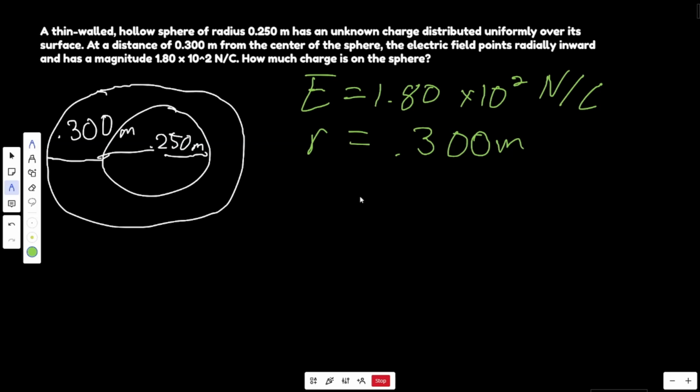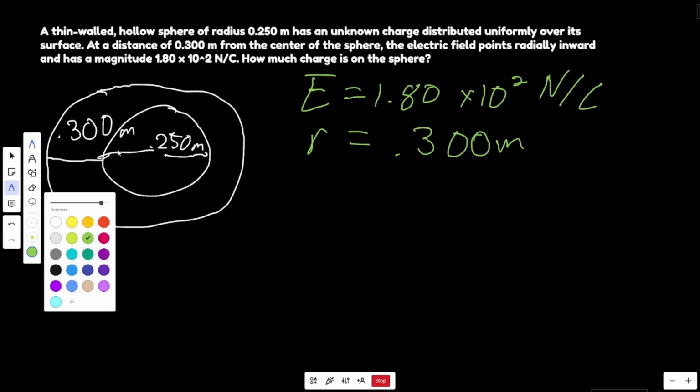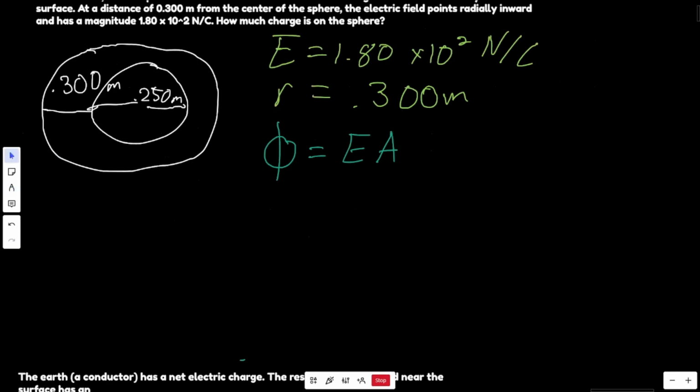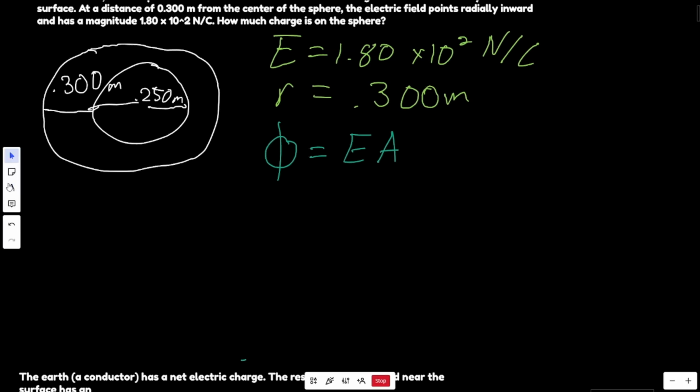So our R is 0.300 meters. Now, how do we get the flux? Again, we just use our formula. We'll use our electric flux, which is equal to EA. We don't have a cosine theta here because it seems to be flat. Or actually, if you tilt it anywhere, any distance of 300 meters would essentially be flat. So now all we have to do is plug in our values and we'll get the answer.